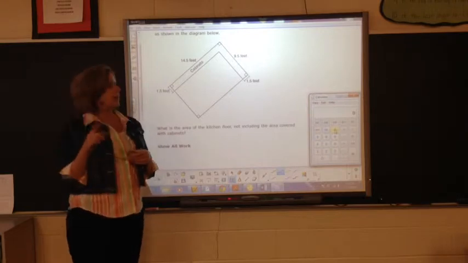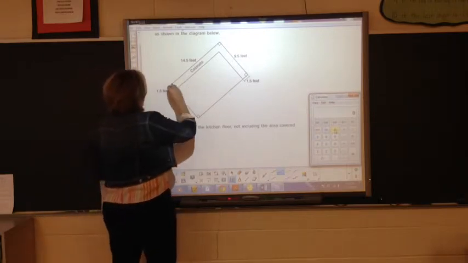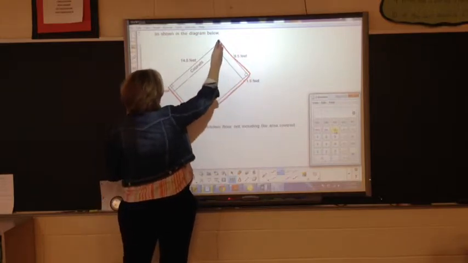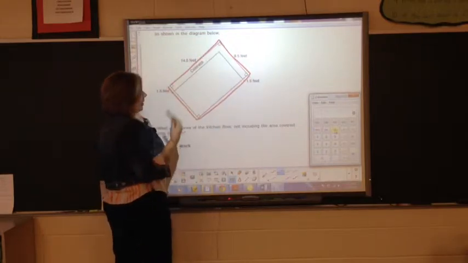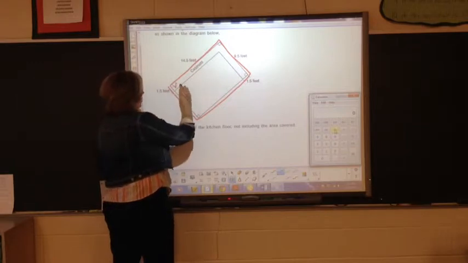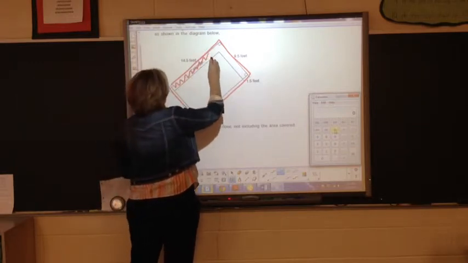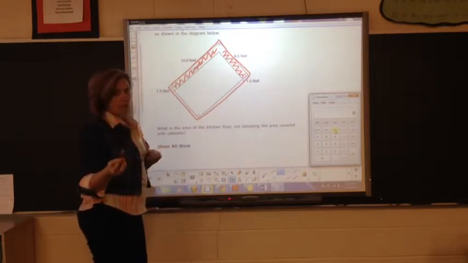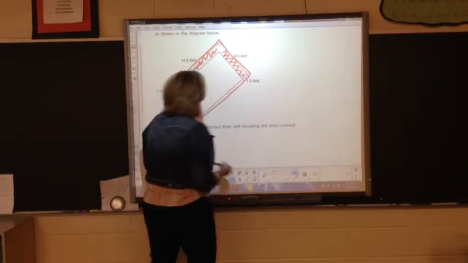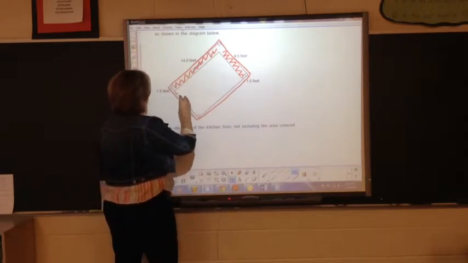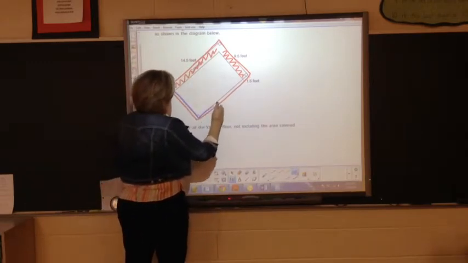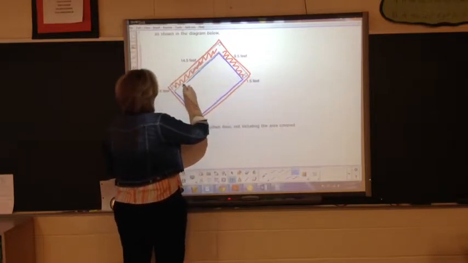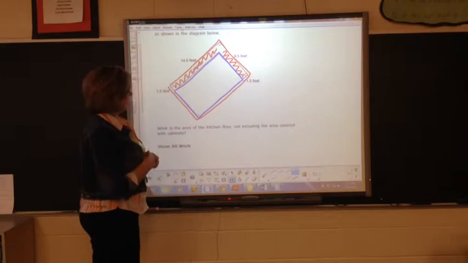So the first thing that I want to show you is that you can do this one of 2 ways. You can either figure out the area of the entire shape, because it's a rectangle, and from that subtract out this area and this area, or if you choose, you can just calculate the area of this rectangle. All right, and that is what I'm going to do. I'm just going to calculate the area of this rectangle.